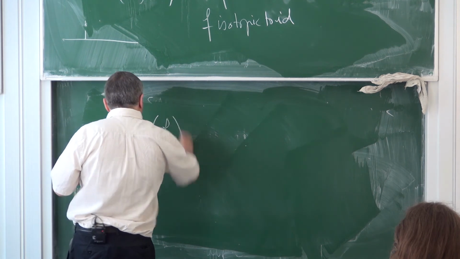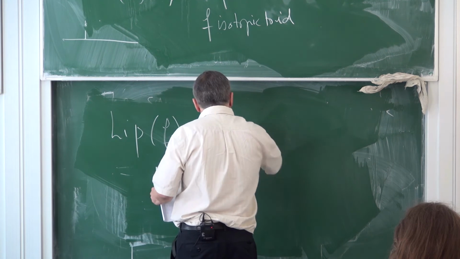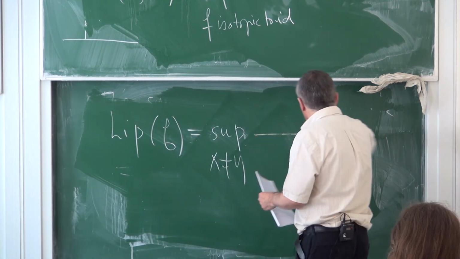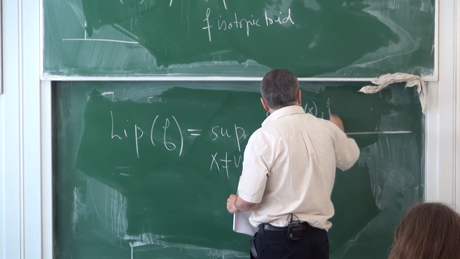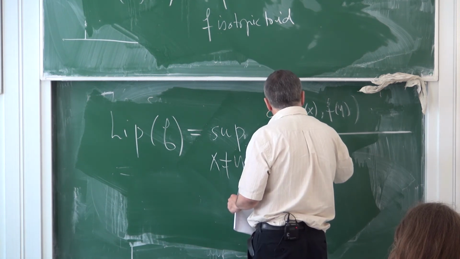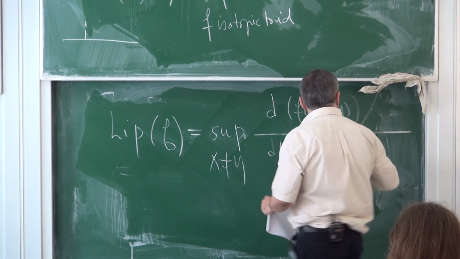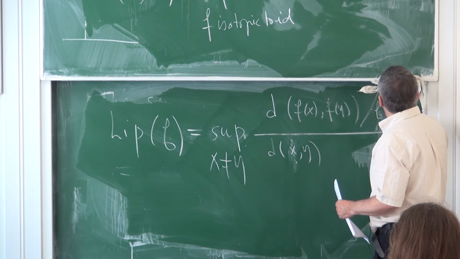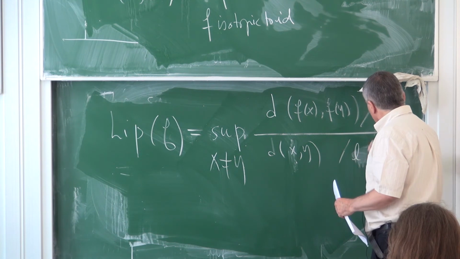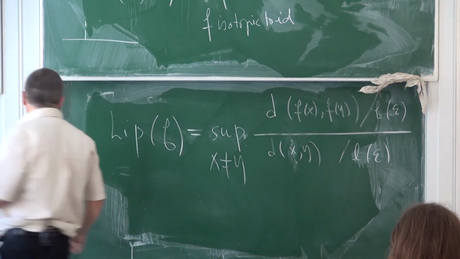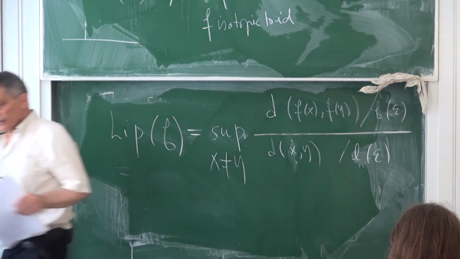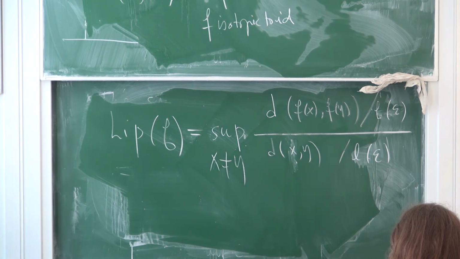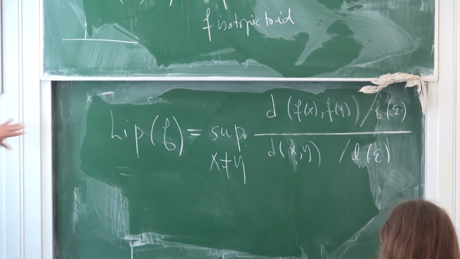So Lipschitz of F is the supremum for X different from Y of D of F of X, F of Y, divided by D of X, Y, and this is divided again by the same thing, L of epsilon. In the numerator, the lengths and the distances are with respect to the metric in the range, and in the denominator I use the metric in the domain. So everything is exactly as before, especially the definition of this Lipschitz constant.